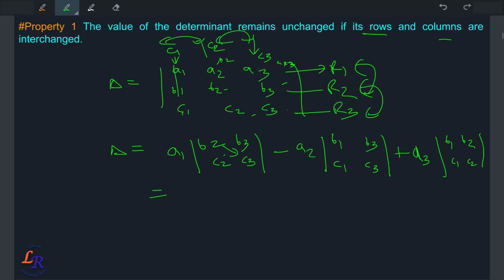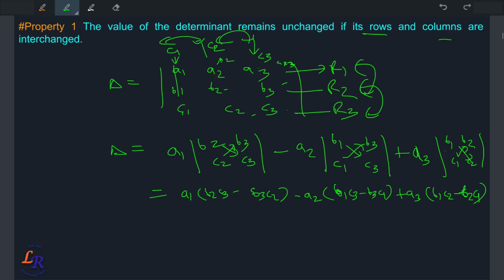Now you expand that. What will you get? You know how to calculate for this order, right? You multiply diagonal-wise, so you will get a1 times (b2 c3 minus b3 c2), minus a2 times (b1 c3 minus b3 c1), plus a3 times (b1 c2 minus b2 c1), right? Okay, so this is what you get for the given matrix.